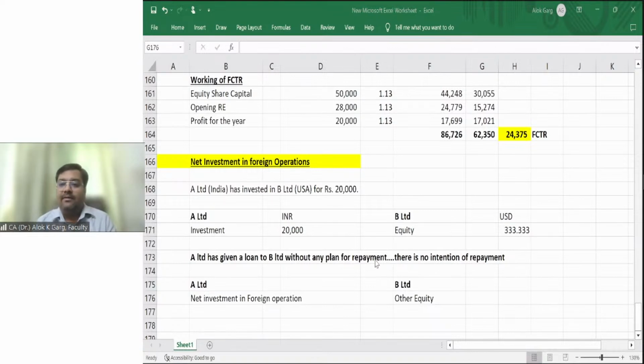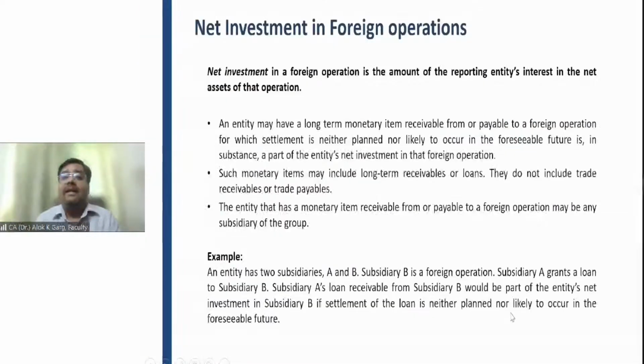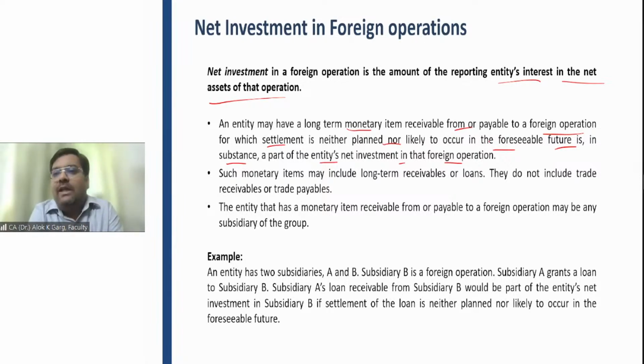And what will happen? Let me tell you. Net investment in foreign operation is the amount of the reporting entity's interest in the net asset of that operation. An entity may have a long-term monetary item receivable from or payable to a foreign operation for which settlement is neither planned nor likely to occur in the foreseeable future, is in substance a part of the entity's net investment in that foreign operation. For example, A Limited is selling goods to B Limited, right? In that case, B Limited has to pay. So this is not a net investment in foreign operation.